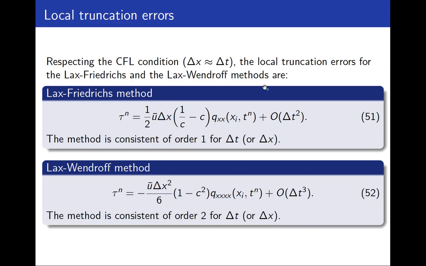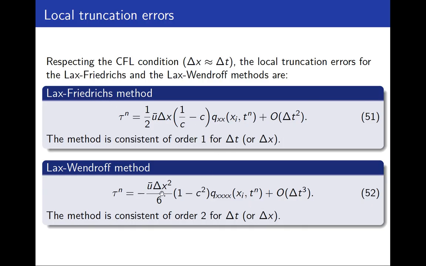So assuming that the local truncation error for the Lax-Friedrichs method is equation 51, you can see that we have a dependence on delta x, a dependence on the Courant number, and a dependence on the second derivative of q with respect to x, and we have 1 over 2 multiplied by the fluid velocity. So once again, this method is consistent of order 1 for delta x. Remember, the order of consistency of the method is the superscript of delta x, the power of delta x, which is equal to 1. So that means that the order of consistency of this method is 1.